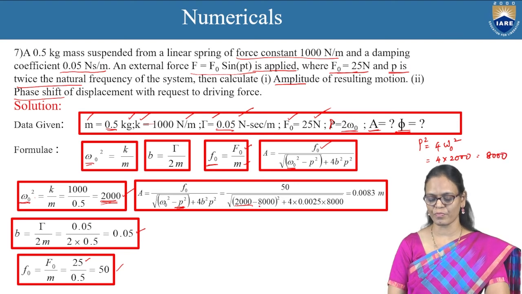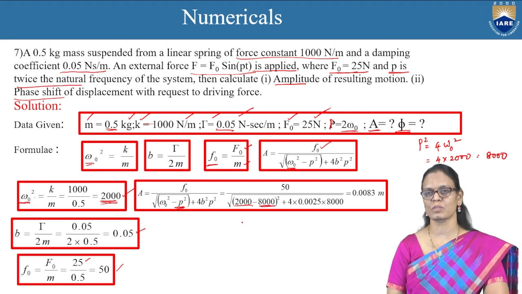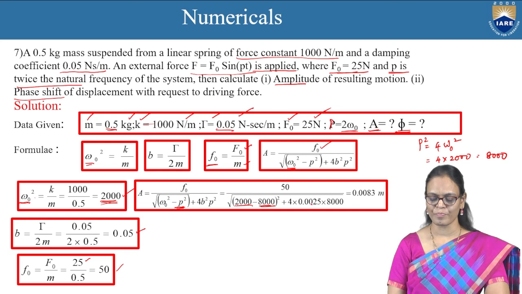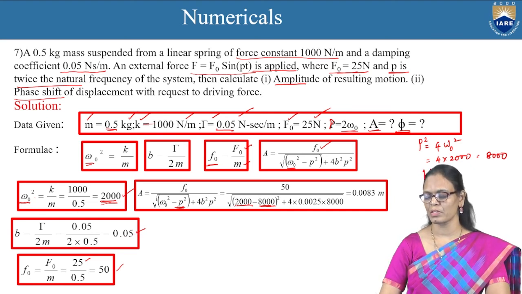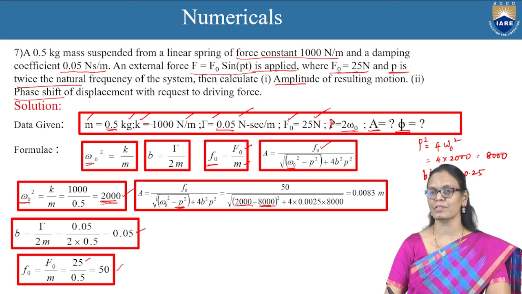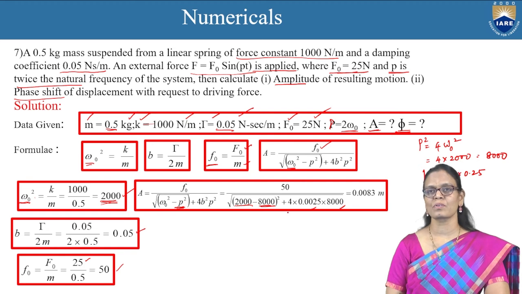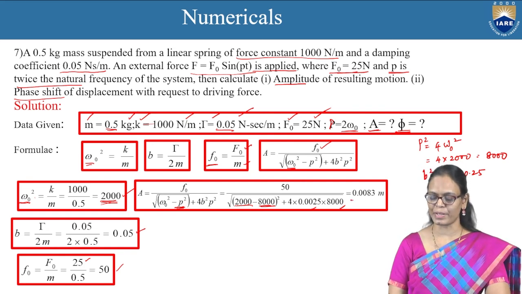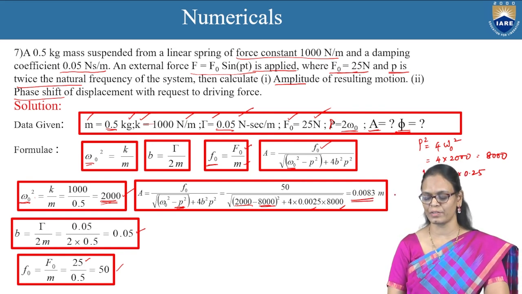So we have substituted for P square as 8000 square plus 4 into B square. So whatever we got, B is 0.05. So B square will be 0.25 into 0.25. That will be 0.0025 into 8000. So when you simplify, you get the amplitude as 0.0083 meter.